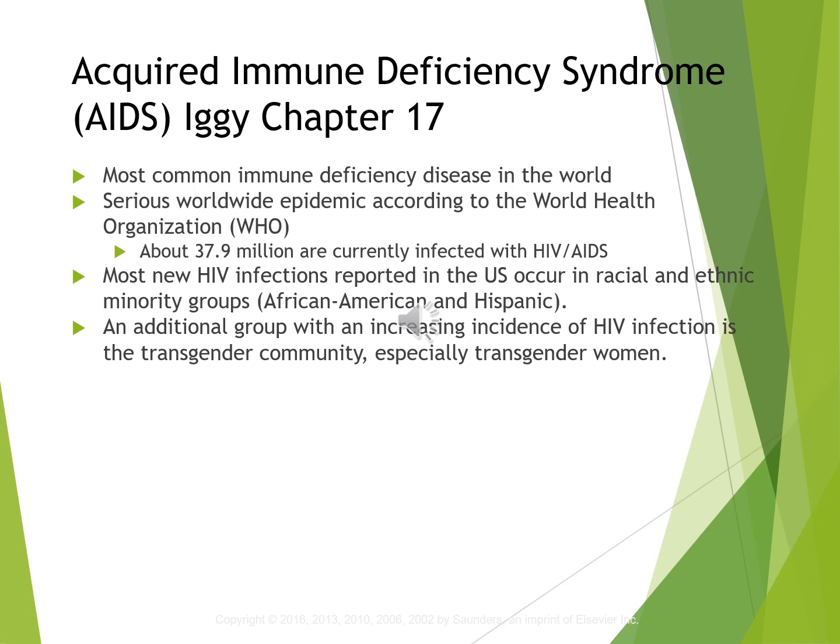Most new infections reported in the U.S. are coming from some of our racial and ethnic minority groups, such as African Americans or Hispanics. Another group that has an increasing incidence right now is the transgender community, especially transgender women. They're seeing a lot of rise in that particular area of the population.